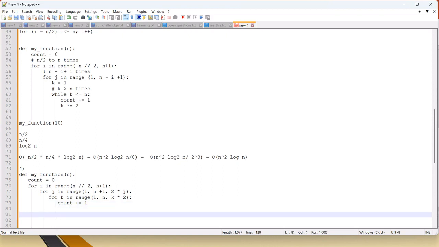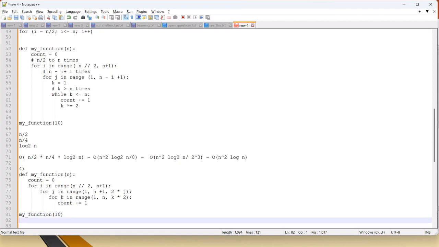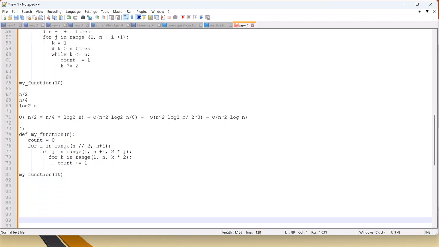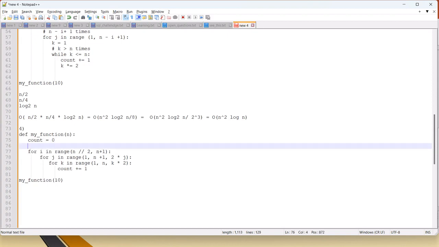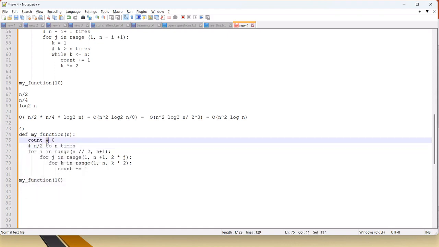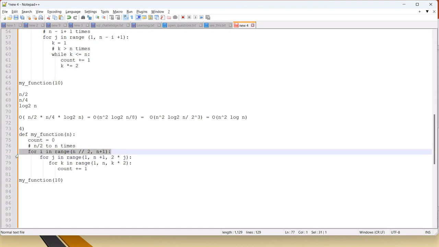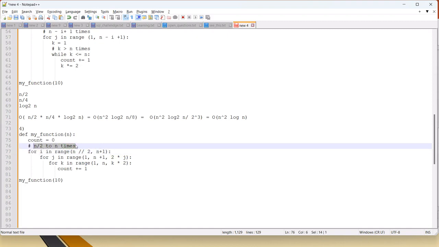Now let's call this function. If you see, it has 3 nested loops, correct? So when you note down how many times this loop will run, it runs n by 2 to n times, correct? Because for i in range of n by 2 to n plus 1, here n plus 1 is because the value i is less than or equal to n, so that's why we are adding plus 1, but it will run for n by 2 to n times, correct?